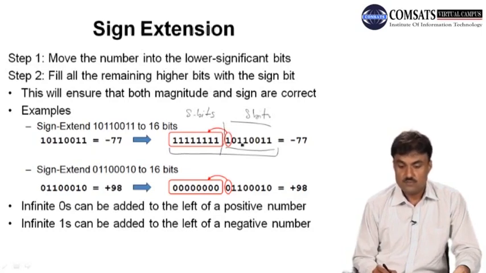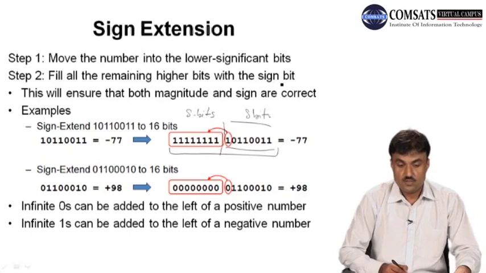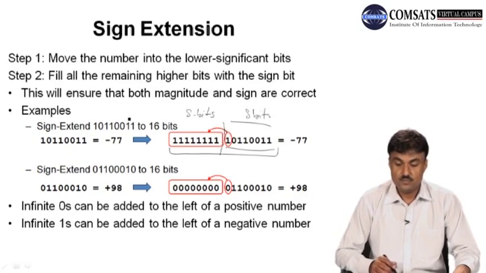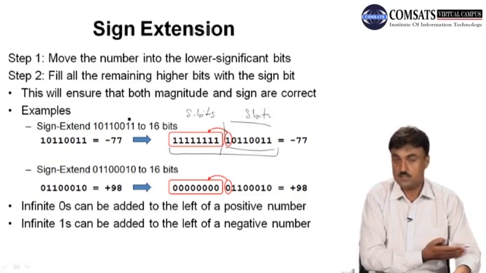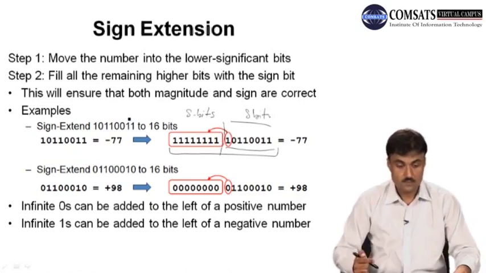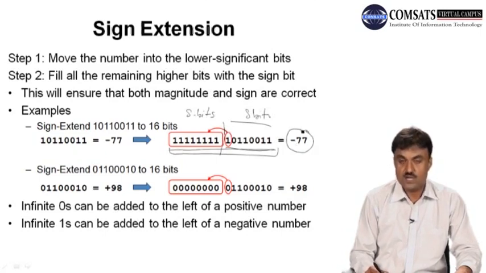So what we have to do is copy this 1, the sign bit, into the higher order bits or higher order byte. Fill the remaining higher bits with the sign bit. This will ensure that both magnitude and sign are correct. We just extend the sign into the higher bits, like the higher 8 bits, or higher 32 bits, or higher 16 bits, whatever the remaining size is. If we convert this completely from 8 to 16 bits, the value will again be minus 77. It will not change at all.